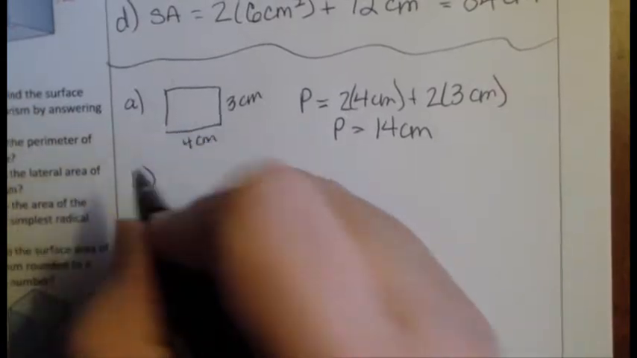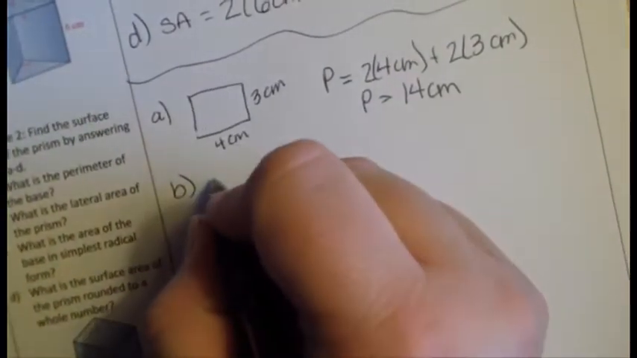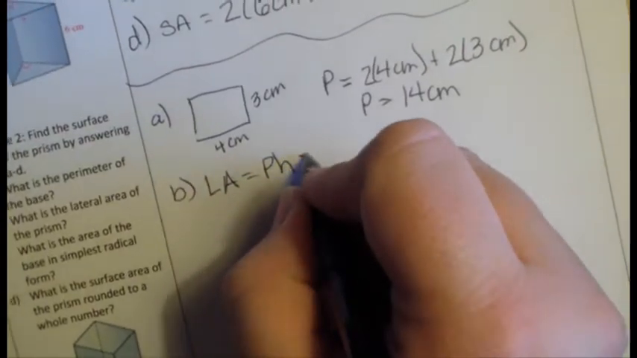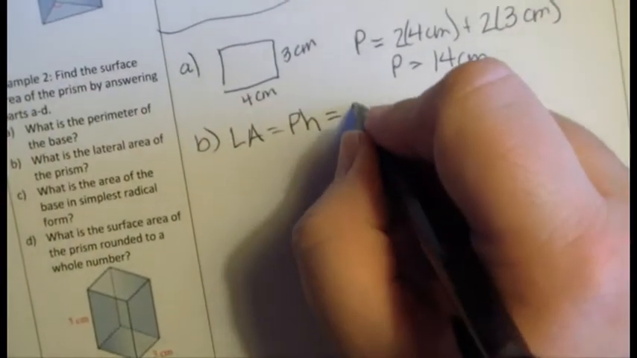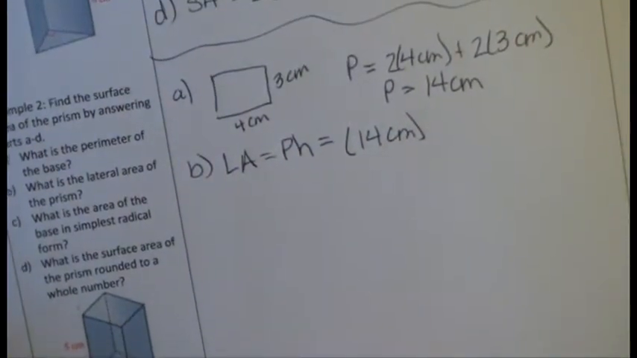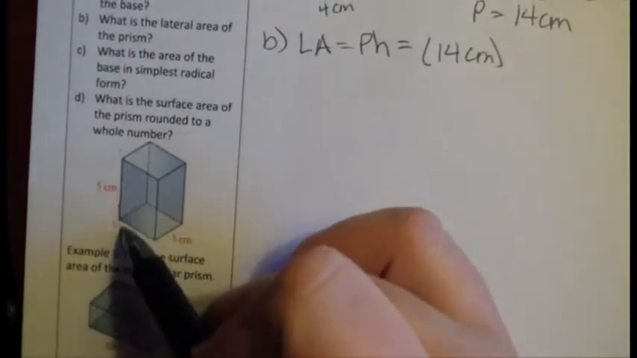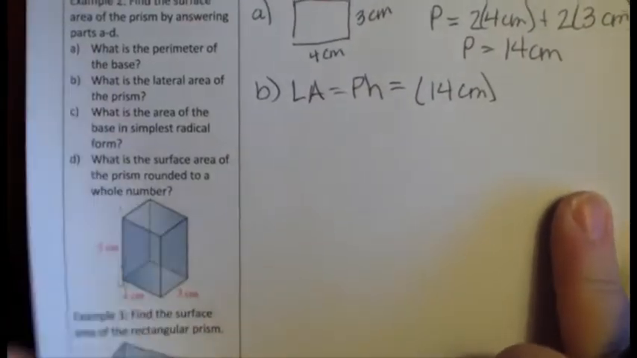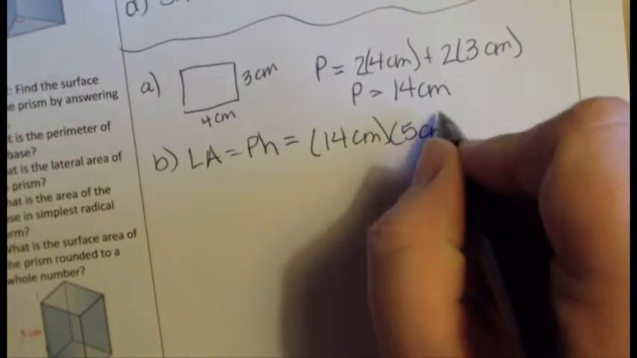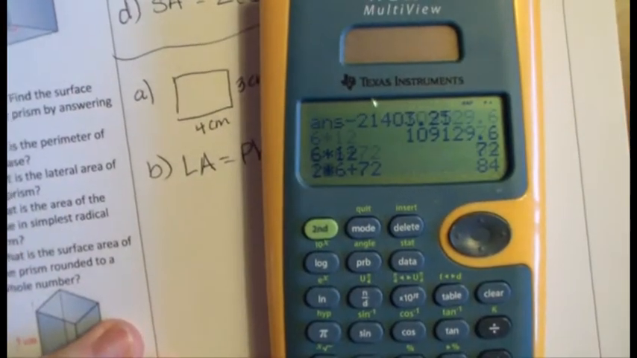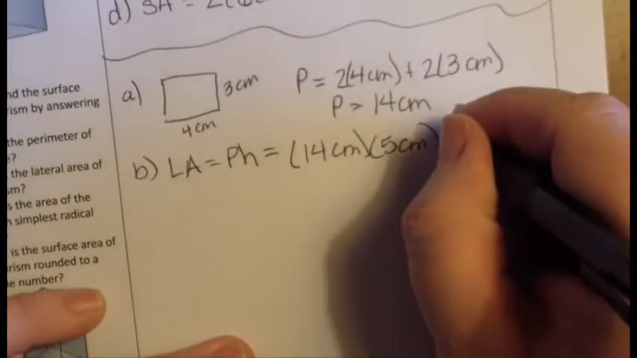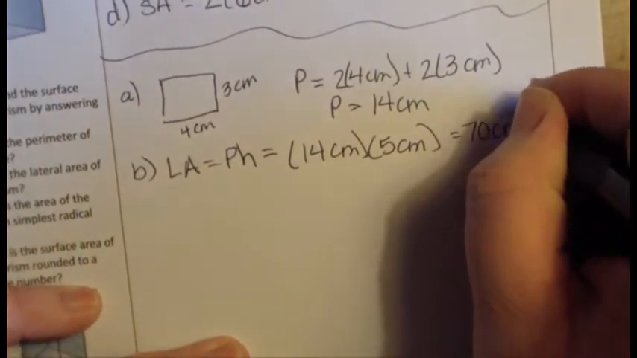So our lateral area is perimeter times the height of our prism. We found our perimeter was 14 centimeters, and the height of our prism, if you look at our picture, is over here. It's 5 centimeters. So 14 centimeters times 5 centimeters. 14 times 5 is 70. So lateral area, 70 centimeters squared.